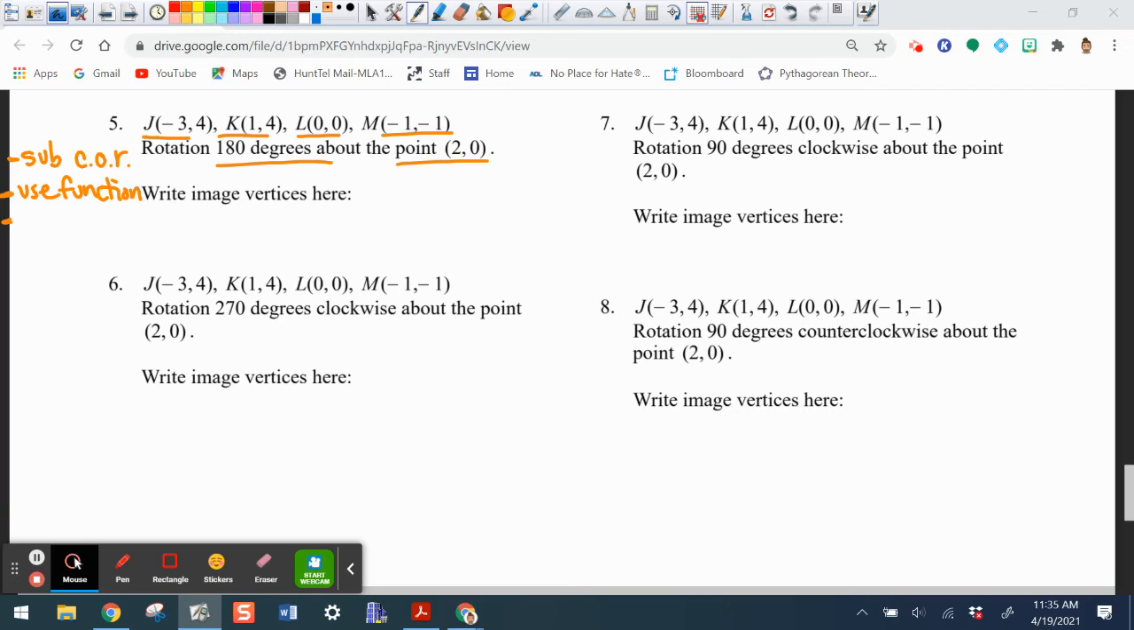Then, after we use the function, we're going to add the center of rotation back, because, of course, the center of rotation was not the origin, so we have to shift everything back. So really what we're doing is performing a translation, using a rotation, and then translating it back to where it should be. So let's take a look at that on the graph.